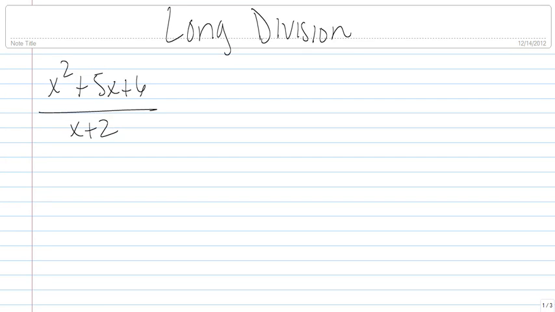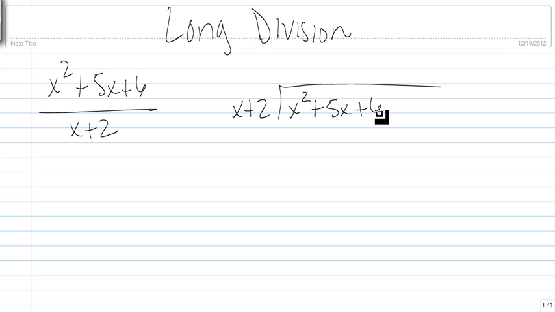Now, remember when you have long division, you want to make sure that when you're dividing that you have all your terms accounted for and that your polynomial is written in descending order. So now we have that here in my first example. So now let's rewrite this. The bottom term is going to go outside your house. Okay, the top term or polynomial will go on the inside of the house. Now that we've rewritten it, now we're ready to divide.